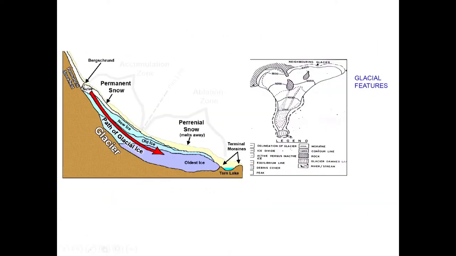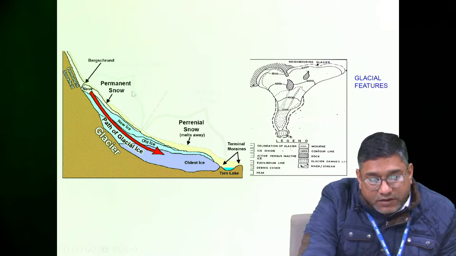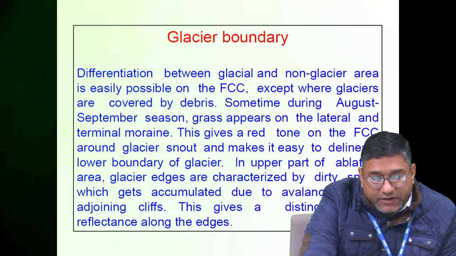So this is how a typical glacier looks. This is the oldest ice, then there is old ice, then new ice, and then there is snow which will slowly become ice due to compaction. This is how glaciers are formed.